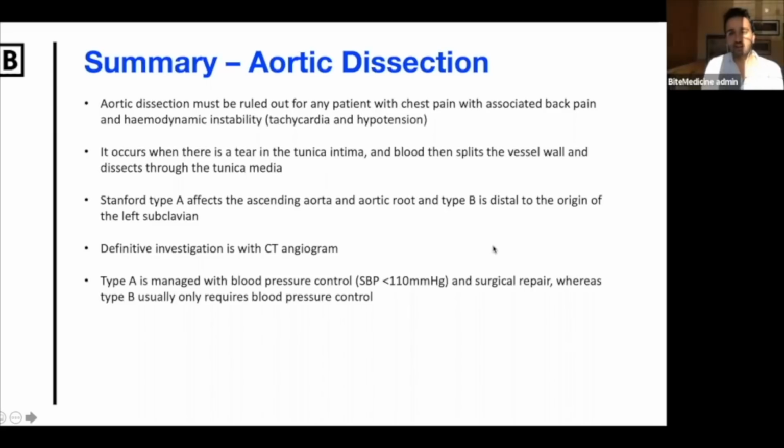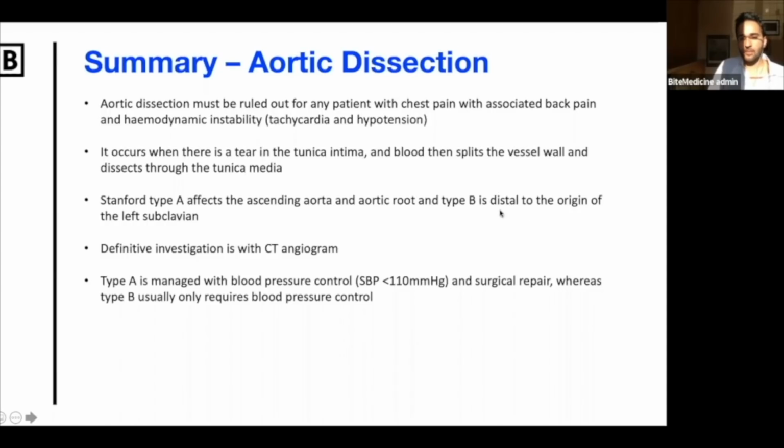So our final summary of the day: aortic dissection, chest pain with back pain, and hemodynamic instability. We need to rule out the dissection. That's your absolute priority. We need to keep them alive to theatre. It occurs when there's a tear in the tunica intima, the blood splits the vessel wall and dissects into the media. Type A is worse than type B. Type A, they'll need urgent surgery. Type B can often be managed conservatively.